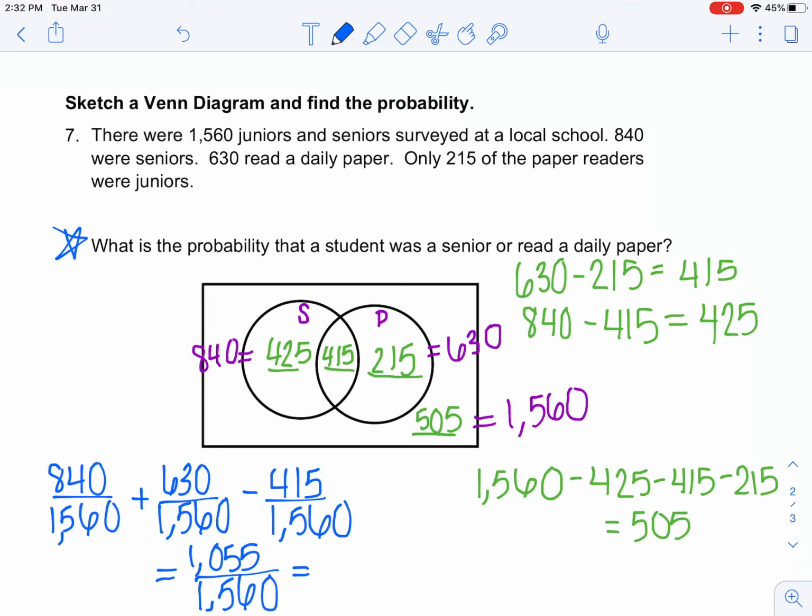Then you can go ahead and use your ABC key to simplify this fraction, and you would get 211 over 312. So that means that the probability that a student was a senior or read a daily paper is 211/312.